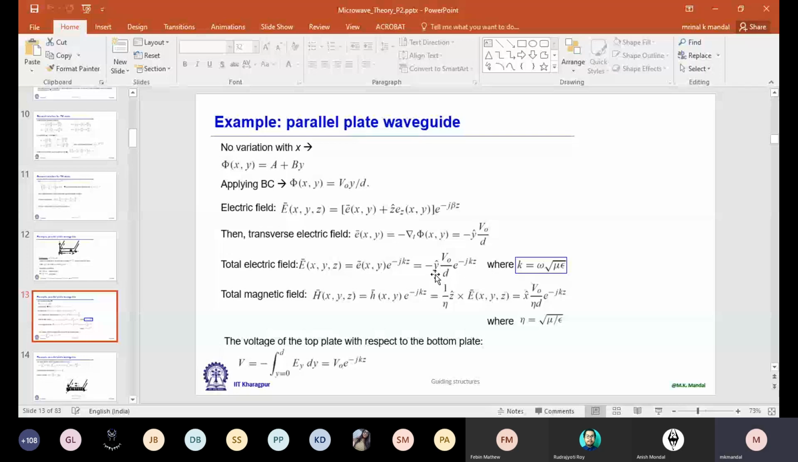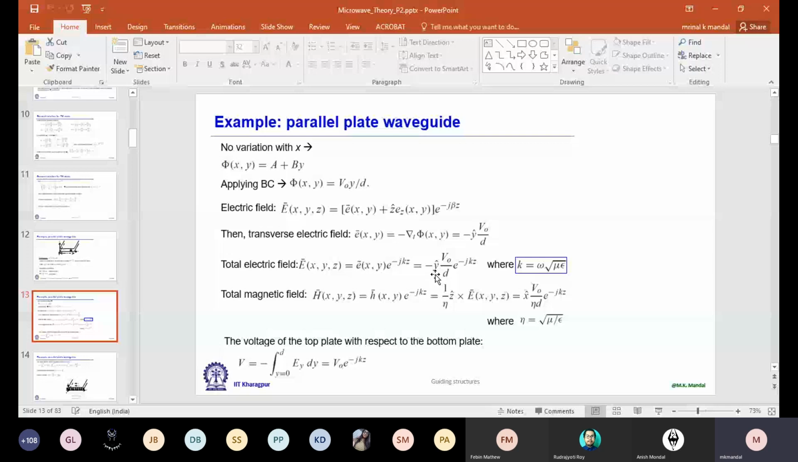Well, how do we find the magnetic field then? We now have the expression for the electric field for the TEM case. For the magnetic field, if you recall, 1 by eta z cap cross E provides the magnetic field. So put the value of the electric field here. The magnitude becomes V naught by eta t, and the phase is e to the power minus j k z.